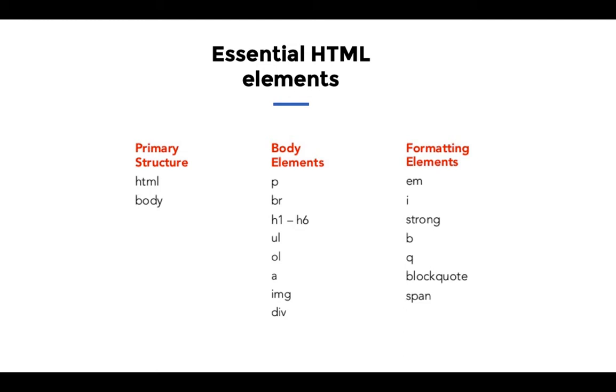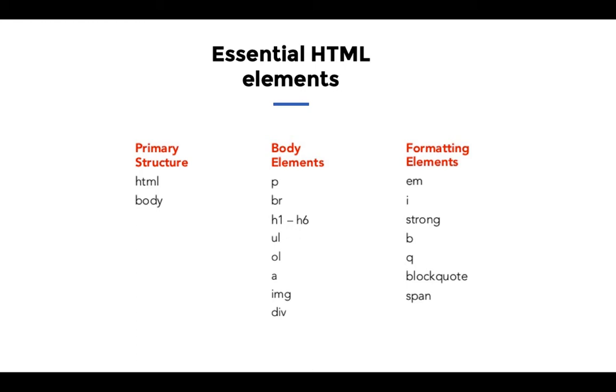Yeah, and then some. The most common elements are paragraphs and breakpoints and headings and lists, unordered and ordered, and anchors and image tags and divs. Do you guys know all of the body elements? Have you worked with them? Do you know all the formatting elements as well?